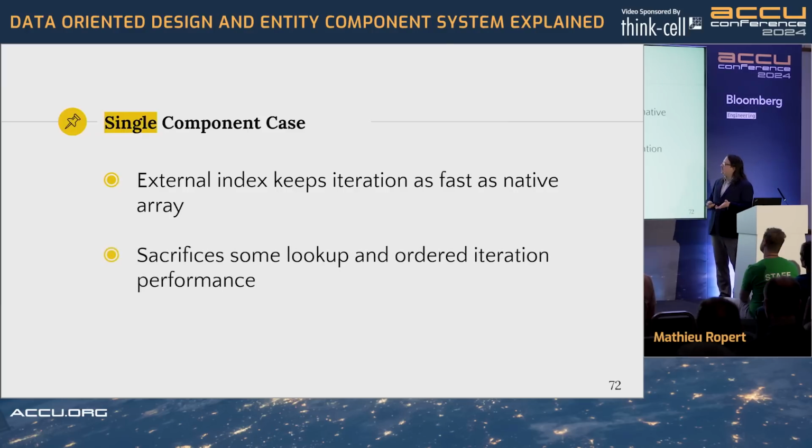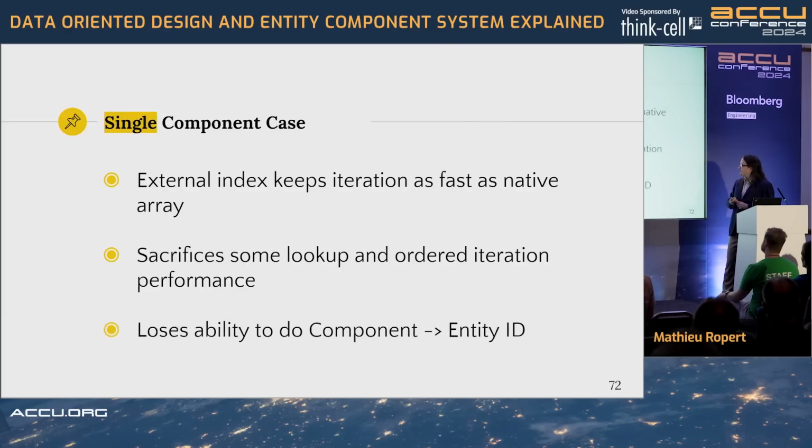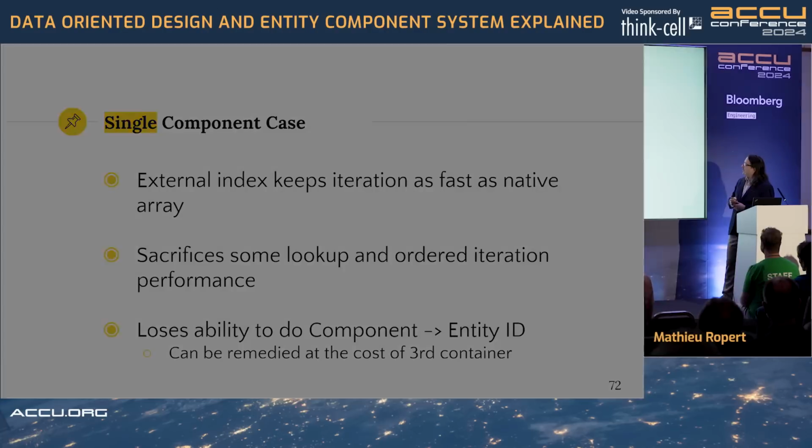So you will sacrifice lookup, partially performance, and you will sacrifice some ordered iteration, but you will go fast. And you will also lose the ability to go from component to entity unless each component has a back pointer to its own entity ID, which is possible, but then again, it means that every component goes back to having extra metadata that you're actually not using most of the time, unless you actually need to go back to the parent. But we can solve that.